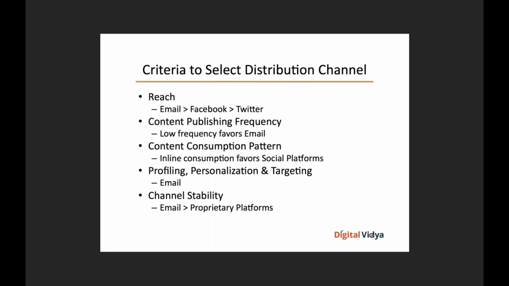So criteria to select distribution channel, there are several. First is obviously reach. And what we have seen, and this is statistically available data, is that email reach is significantly higher than Facebook, which is significantly higher than Twitter. Of course, with the recent changes to the Facebook organic algorithm, there is limited organic reach, but still email trumps Facebook in terms of its reach.